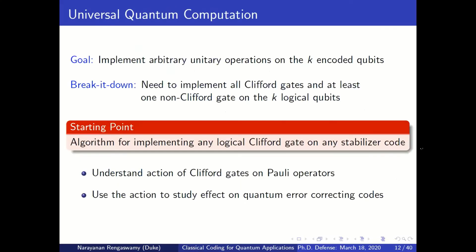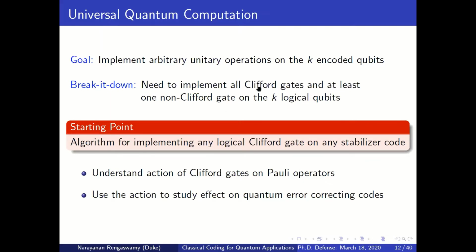All right. So what is our goal? We want to do arbitrary quantum computing. So you encode k qubits into n qubits, and you want to be able to do any quantum operation on these k qubits by operating on the n physical qubits in the lab. Now the nice thing is that it's hard to think of everything at once, so you can actually break it down.